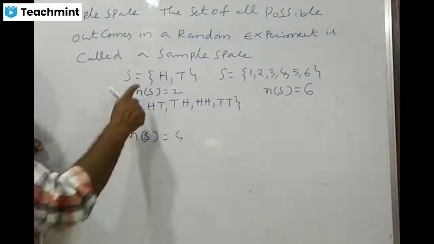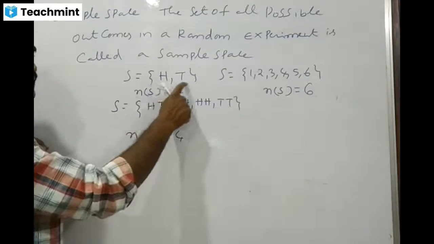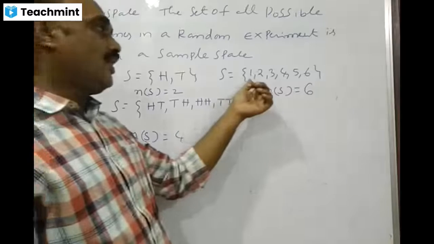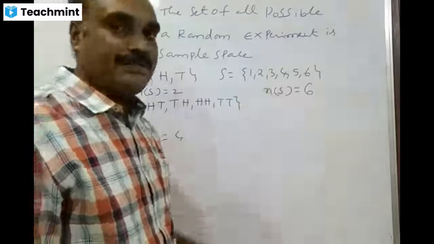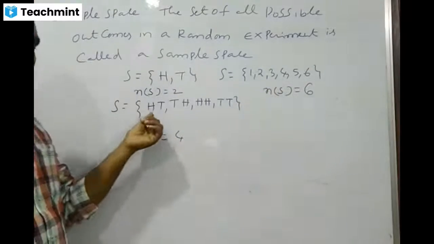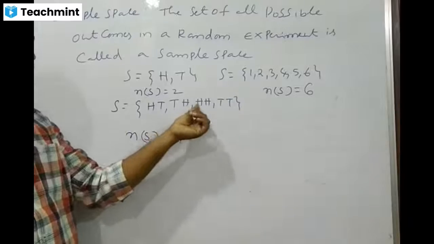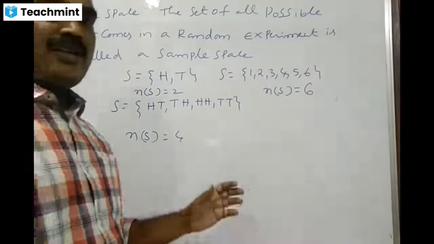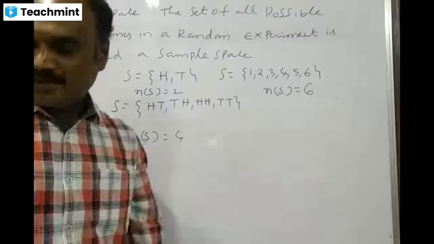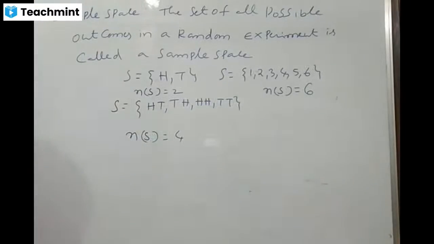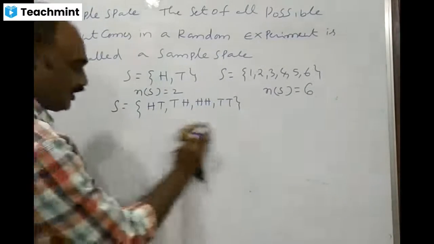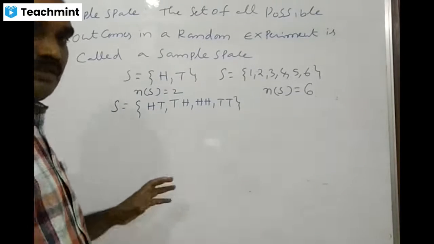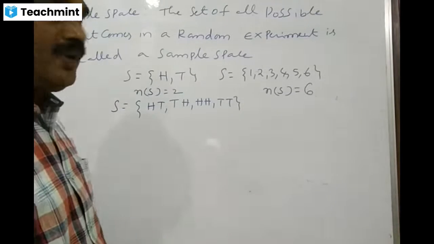For example, when a coin is tossed, the total possibilities are H, T. When a die is rolled, the possibilities are 1, 2, 3, 4, 5, 6. When a coin is tossed twice: HT, TH, HH, TT. Friends, when a coin is tossed thrice, how many possibilities are there? What are the possibilities?